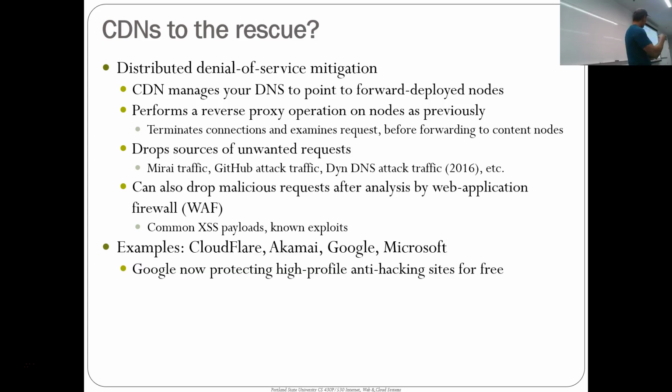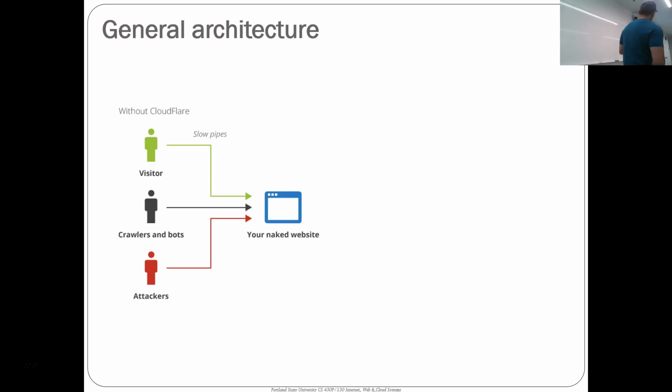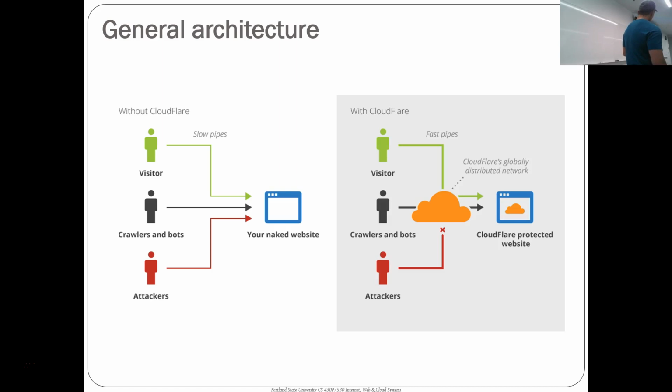Okay, so Cloudflare, Akamai, Google, and Microsoft are all doing this now. And Google is doing this for free for all of the anti-hacking sites. So now Krebs is protected by Google using this technique. This is the general architecture. So this is the way it used to be, where everybody has access to what they call your naked website over here. And then this is what you want to have happen. You want to forward deploy on the edge. You want the connections to be proxied, for example, at the PIDIC block. And then based on the results of that proxy, you're going to forward that request to the actual content server.